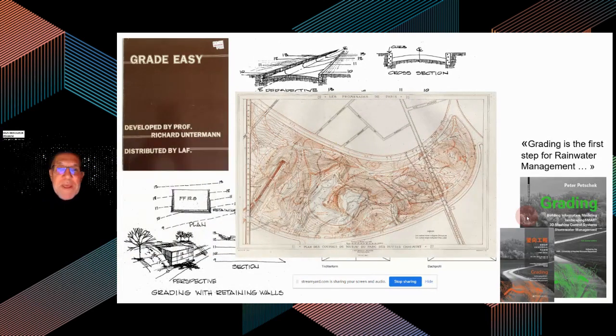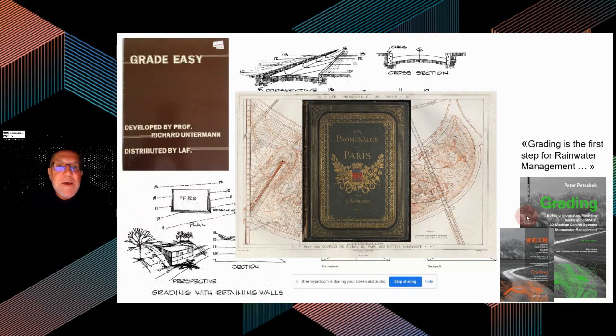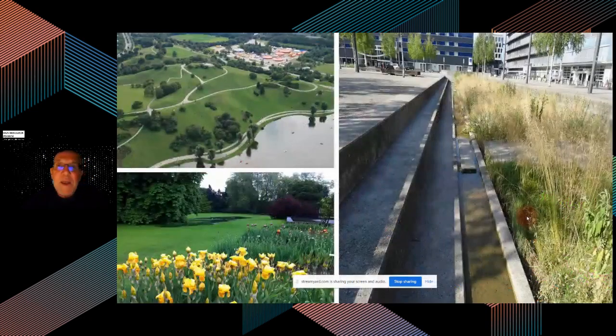The first published book or plan on grading is by Adolphe Alphand. That's the Parc des Buttes-Chaumont in Paris, completely done with grading, and the plans were published. It's a good example of how a project with a lot of topics, like infrastructure, is taken on with the help of analog grading at that time. This book is also available in the free library.